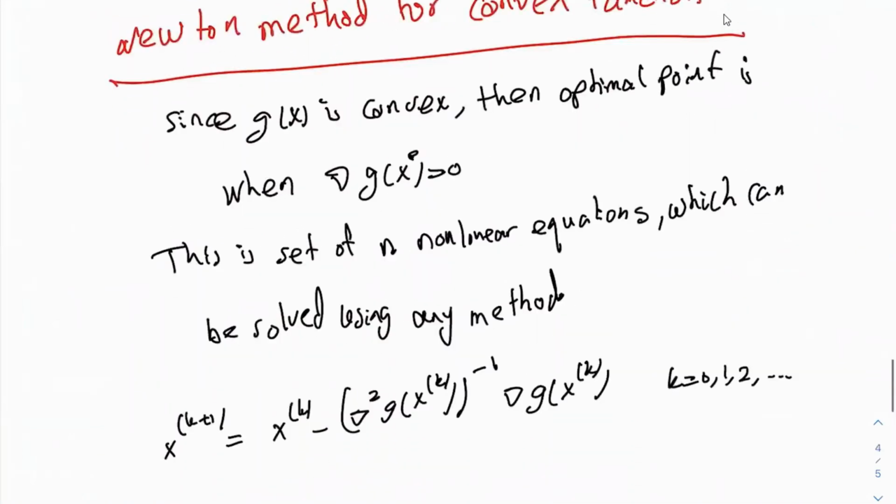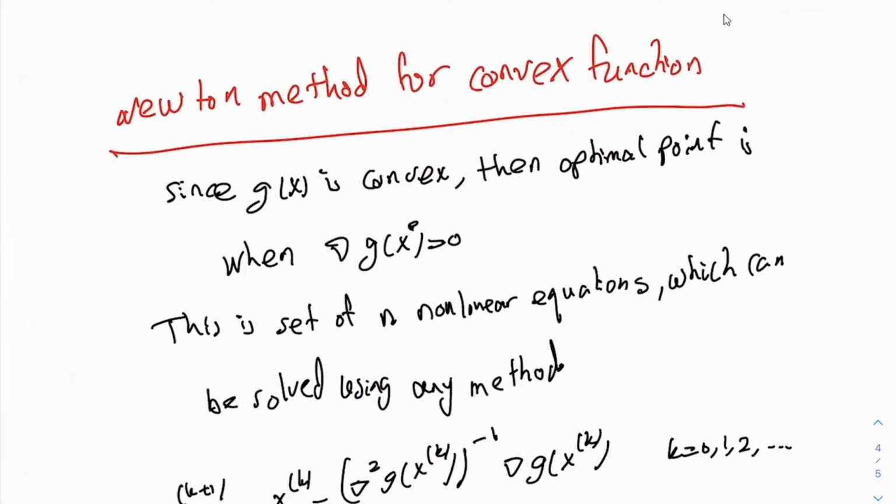So what is the Newton method for convex functions? It's very similar to Gauss-Newton. Why is that? Since g of x is convex, and we are talking about the Newton method for convex functions, the optimal point happens when the gradient of g of x is equal to 0 at the point x equal to x star. When the gradient of the function at that point is 0, then we are getting a local minima. We just proved that. This is an if and only if statement.